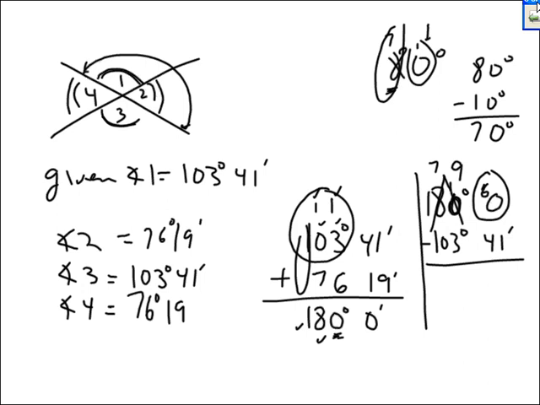And if you don't know what 60 minus 41 is, fine, borrow. 5 and 10. 10 minus 1, 5 minus 4. That's how many minutes you have. Now, degrees. 9 minus 3 is 6 degrees. 7 minus 0 is 7. 1 minus 1 is 0. Same answer as I got before. 76 degrees, 19 minutes.